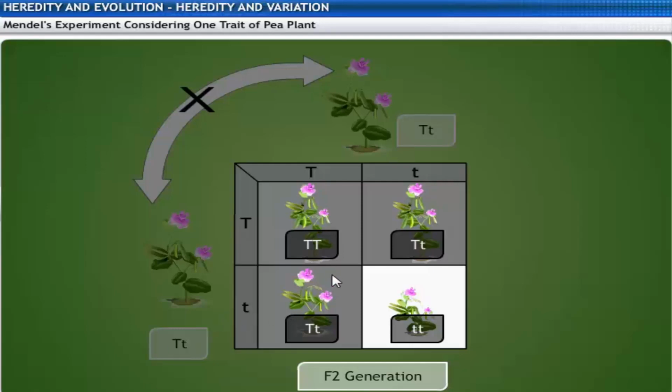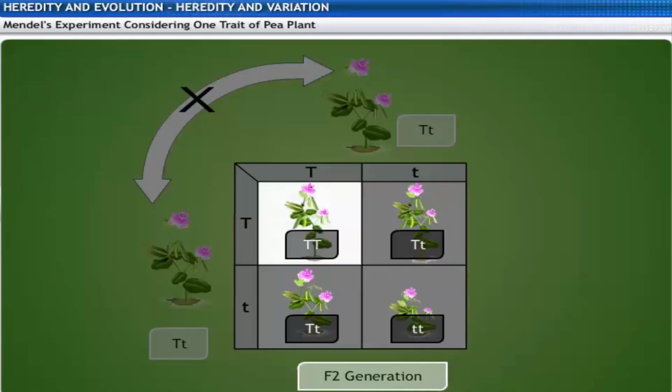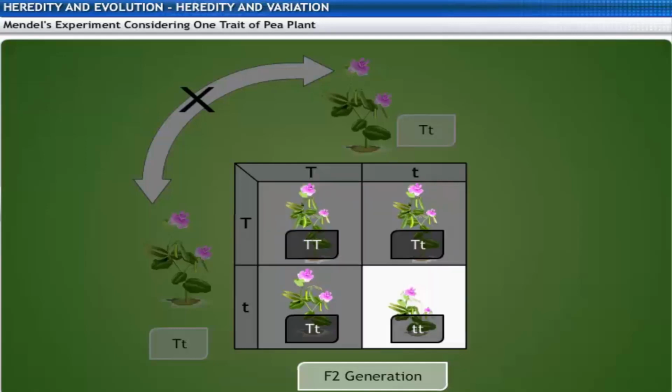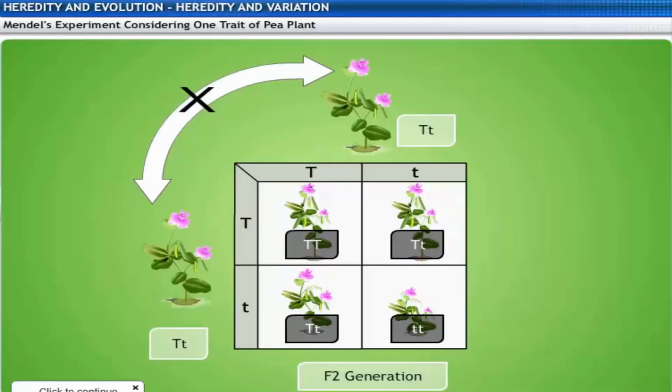Interestingly enough, the second generation or F2 progeny were not all tall. Instead, 1/4 of them were short. This indicates that both the tallness and shortness traits were inherited in the F2 plants.